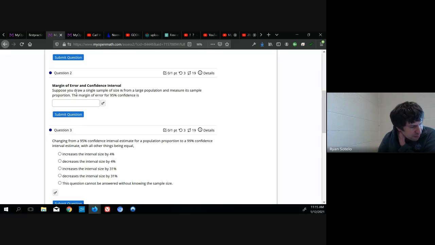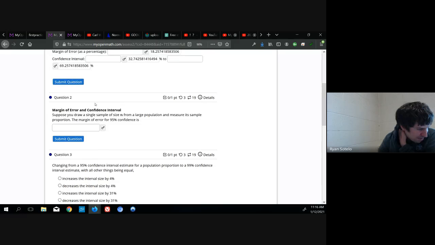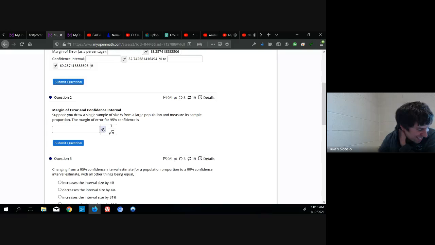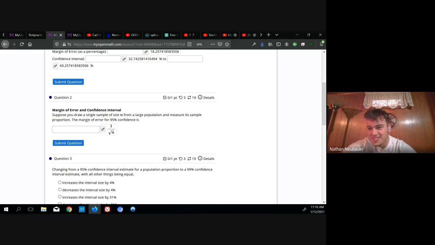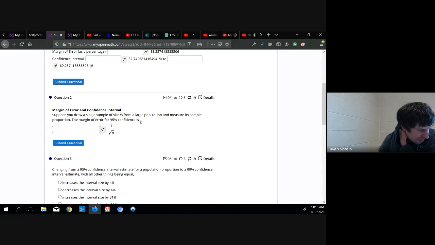Suppose you draw a single sample of size n from a large population and measure its sample proportion. The margin of error for 95% confidence is... what is this one? You draw a single sample of size n. I don't even remember selecting this question. Well, free answer, so that's all I'm saying. I don't really get this one. Yeah, I think it's dumb.